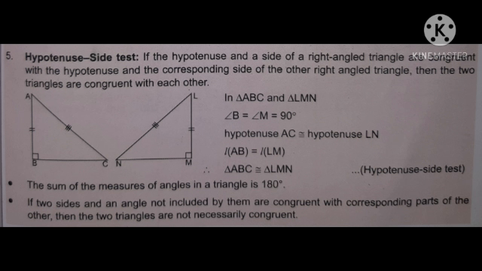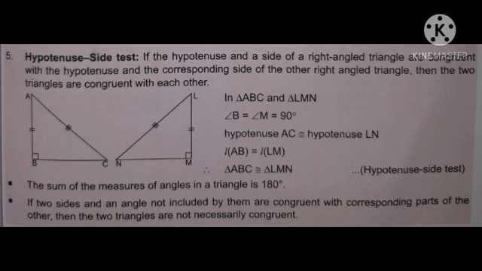Look at the figure. In triangle ABC and triangle LMN, angle B is equal to angle M. That means both angle B and angle M are equal to 90 degrees. Then hypotenuse AC is congruent to hypotenuse LN and length of AB is equal to length of LM. Therefore, triangle ABC is congruent to triangle LMN. Therefore, it is called hypotenuse side test.